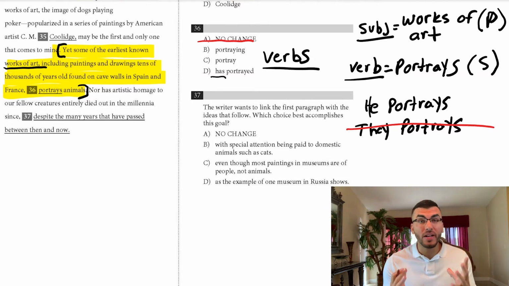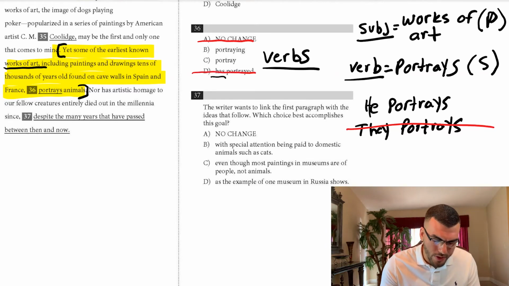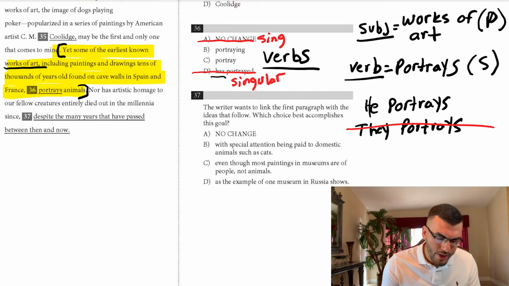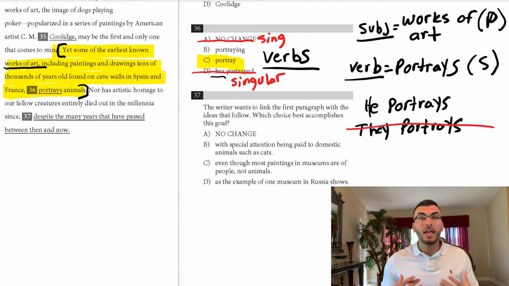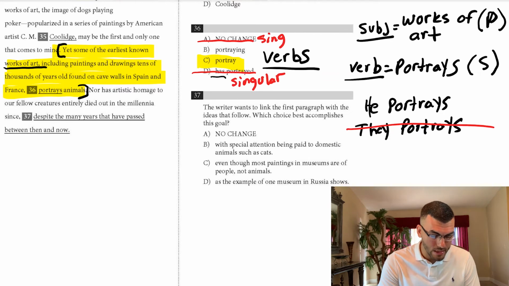We know we need plural, we don't need singular. Our subject is plural, so everything else needs to be plural. So we can cross out D as well because D is singular. A and D are both singular. You're left between B and C as the best answer. He portray, they portray. We say they portray. They is plural, portray is plural, and it's also in the present tense, which we'll get to in a minute. So C is the correct answer, portray.